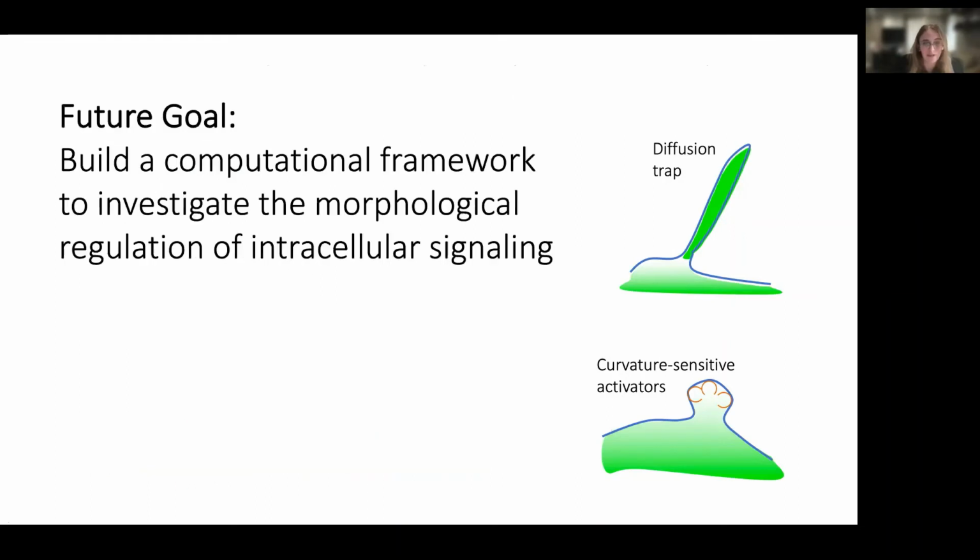Okay, so moving forward, I would like to build a computational framework that allows us to investigate how morphology could regulate intracellular signaling. That probably sounds very biologically specific, but it is actually a fairly broad framework for understanding how signaling and other subcellular structures relate to cell function, relate to the next scale of organization.